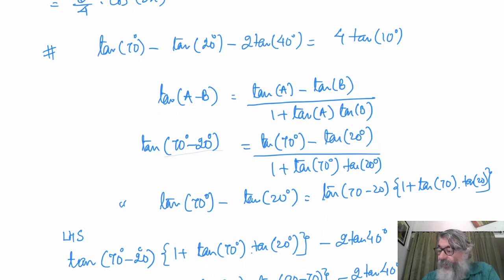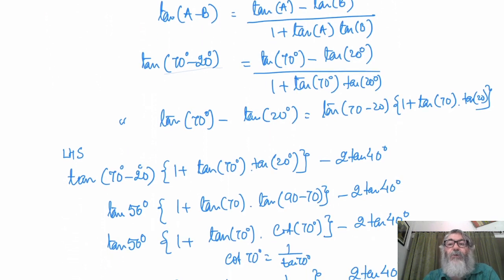So tan A minus tan B is sin(A minus B) upon cos A cos B. So tan 70 minus tan 20 will be sin(70 minus 20) upon cos 70 cos 20. Now the left hand side was tan 70 minus tan 20 minus 2 tan 40. Let us replace it with sin 50 upon cos 70 cos 20 minus 2 tan 40. 70 minus 20 will be 50.